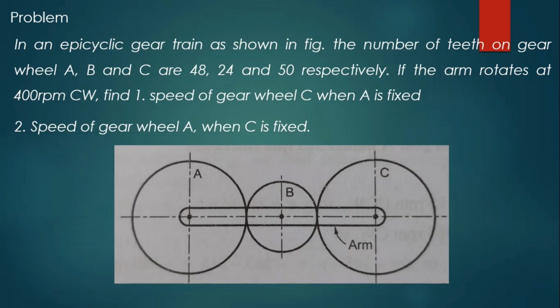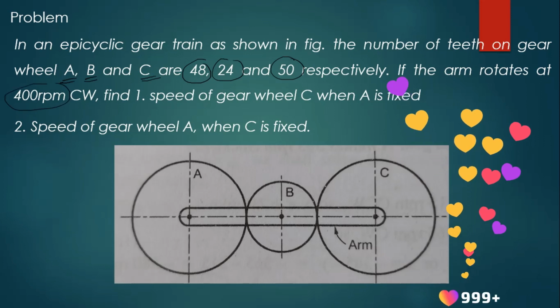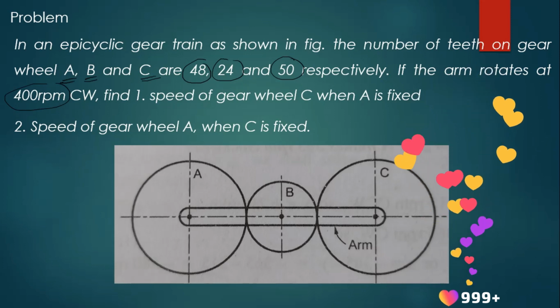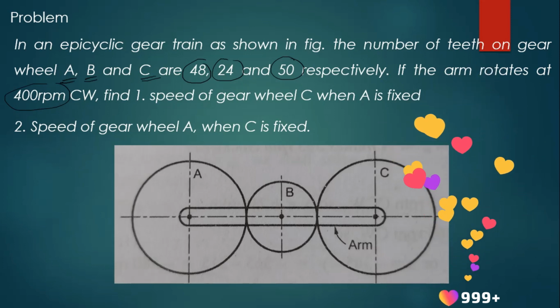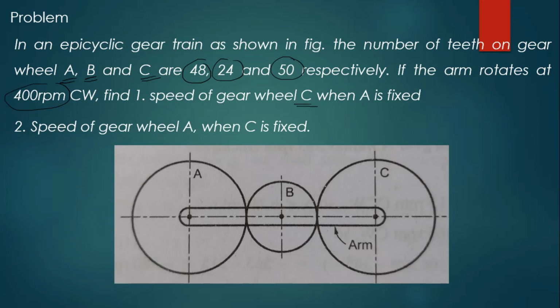Problem with 3 gears. In an epicyclic gear train as shown in the figure, the number of teeth on gear wheels A, B and C are 48, 24 and 50 respectively. If the arm rotates at 400 rpm clockwise, find the speed of gear wheel C when A is fixed.